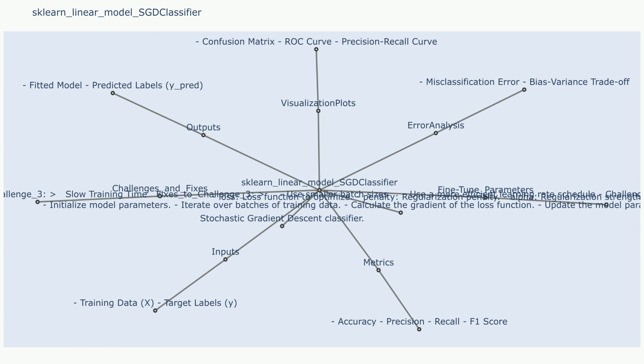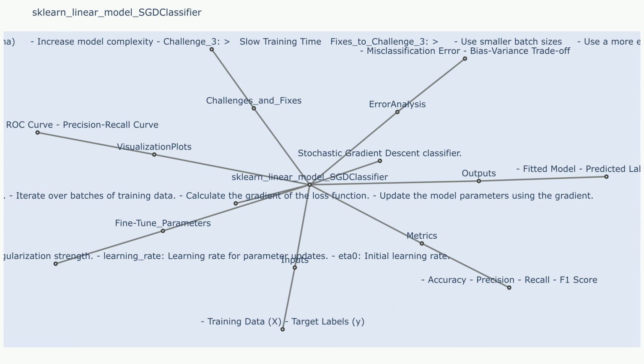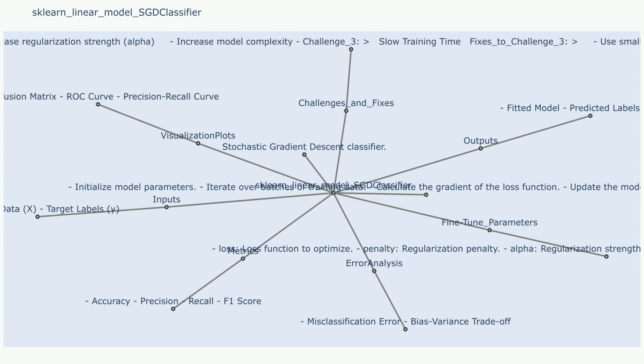Challenge 2. Data scaling. The performance of SGD can be sensitive to the scale of features. Features with larger magnitudes can dominate the optimization process, leading to biased gradients and slow convergence. Sample use case: a dataset with features having widely different scales might lead to slow convergence and poor performance. Fixes to challenge 2. Use feature scaling techniques, such as standardization or normalization, to ensure all features have similar scales.